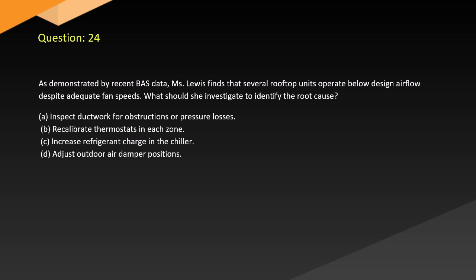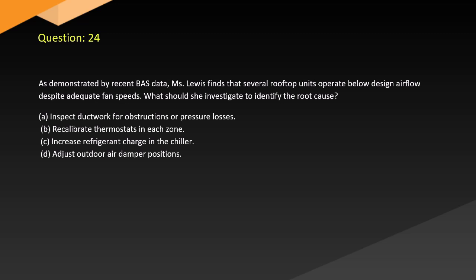Question 24. Demonstrated by recent BAS data, Lewis finds that several rooftop units operate below design airflow despite adequate fan speeds. What should she investigate to identify the root cause? A. Inspect ductwork for obstructions or pressure losses. B. Recalibrate thermostats in each zone. C. Increase refrigerant charge in the chiller. D. Adjust outdoor air damper positions.